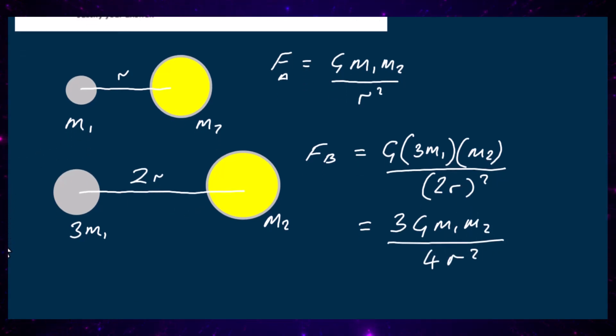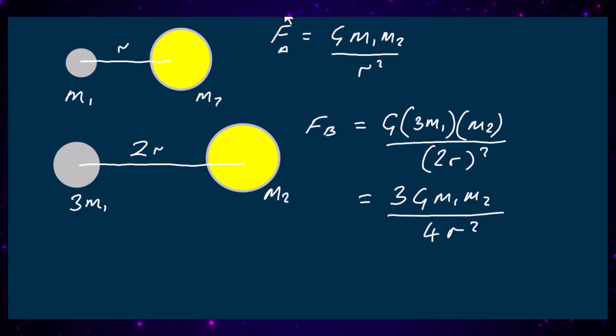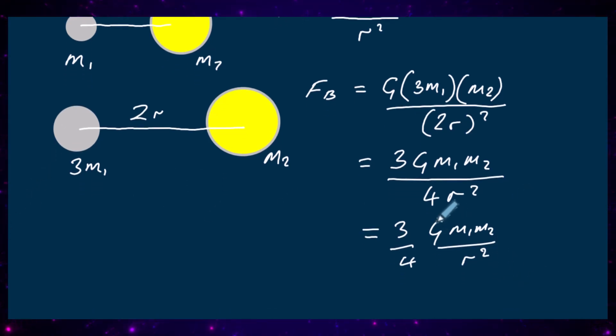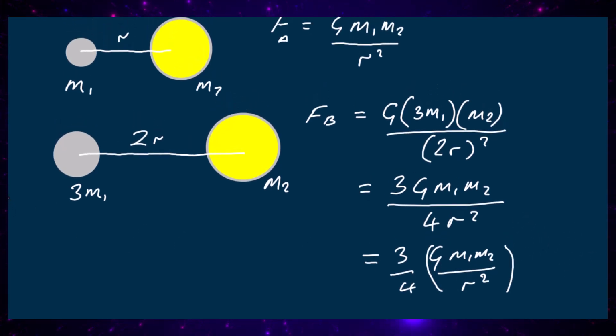Now we can take out a common factor here. We can see that we have the following situation. We have 3 G M1 M2, so we can take out the 3 and we're left with G M1 M2, and we can divide that by taking out the 4 here and dividing by r squared. And if you look very closely, you can see that G M1 M2 over r squared is really equal to the force A experiences with the star, G M1 M2 over r squared.